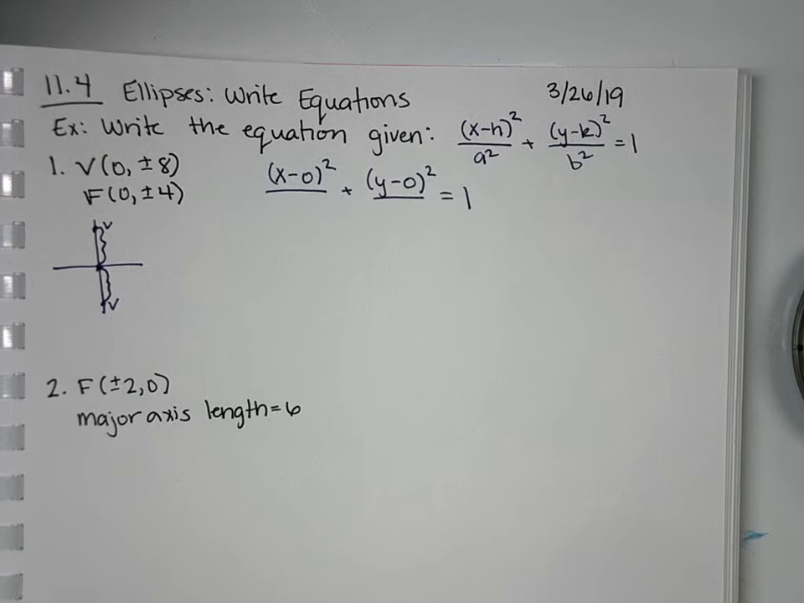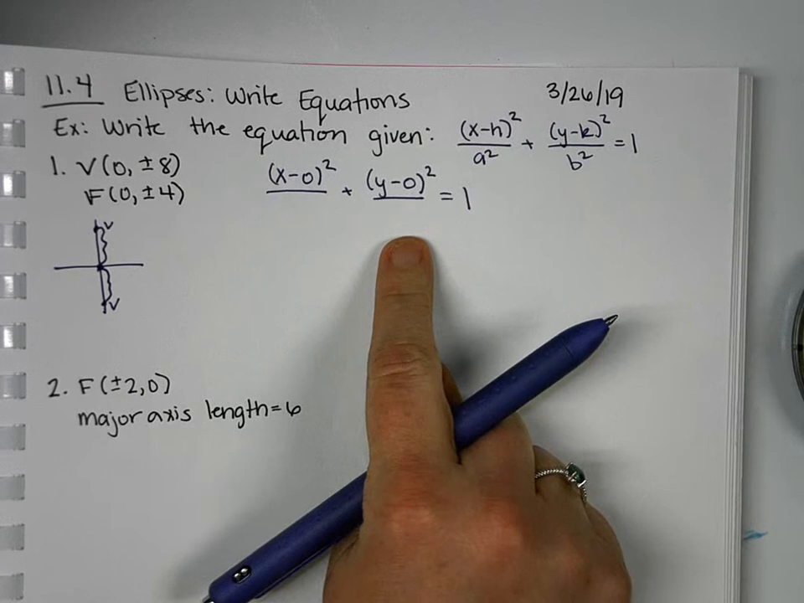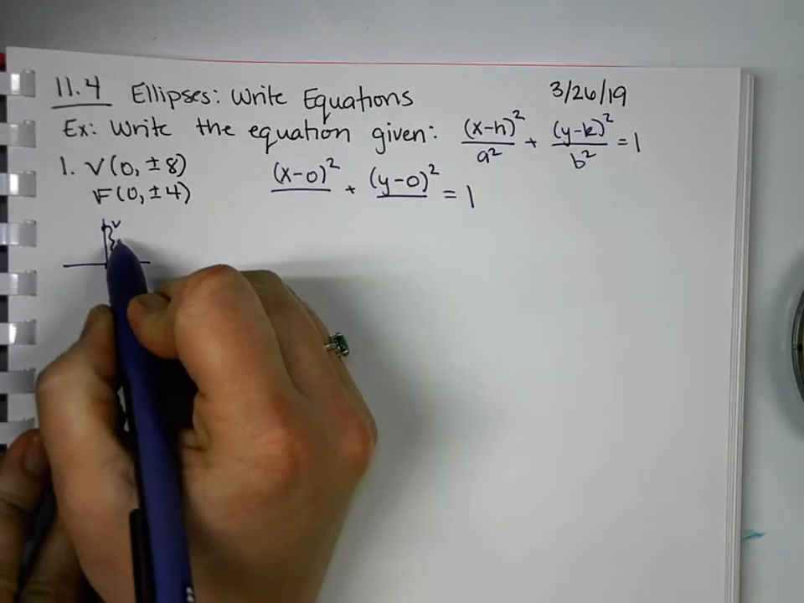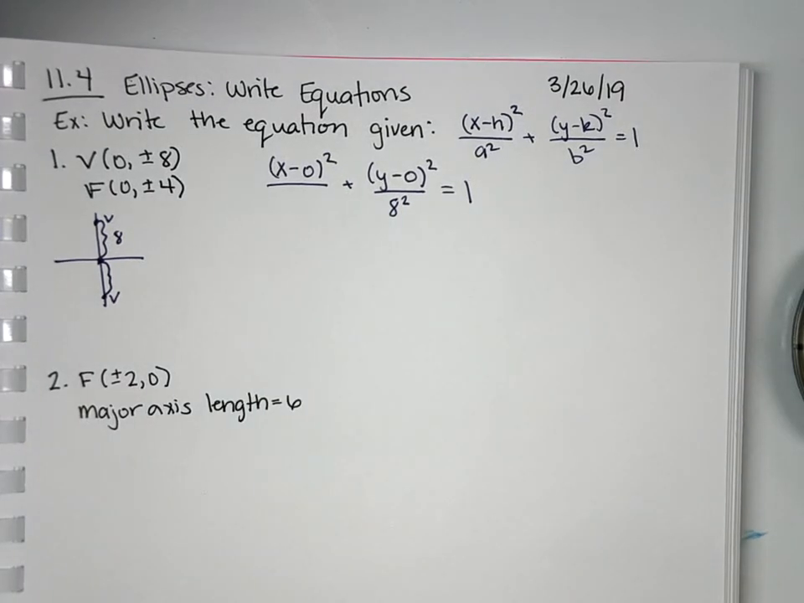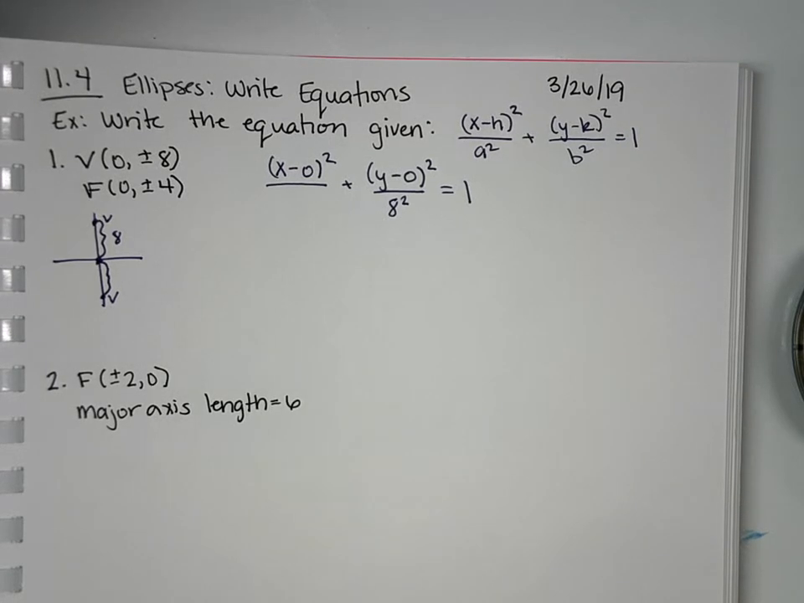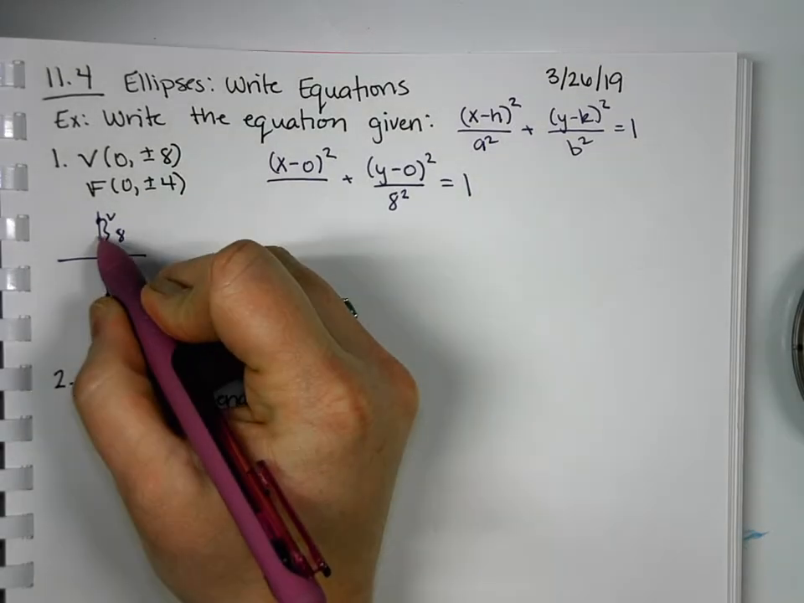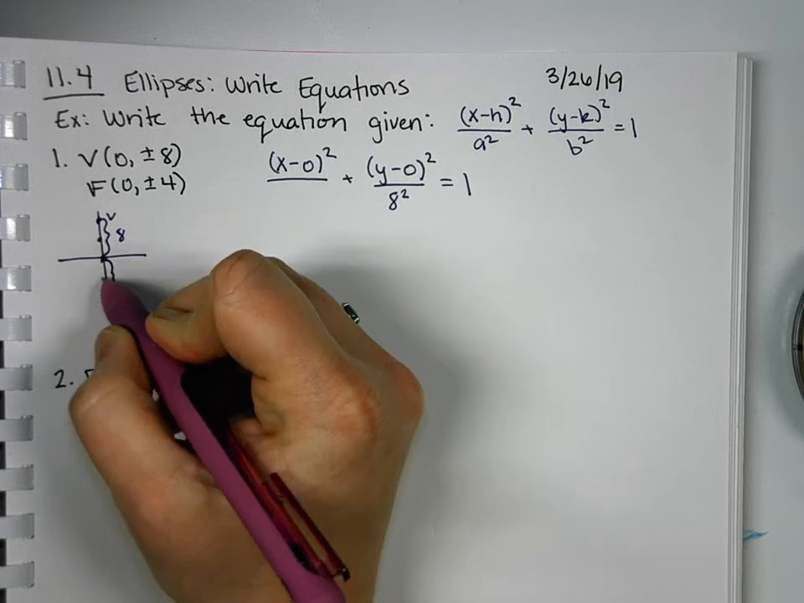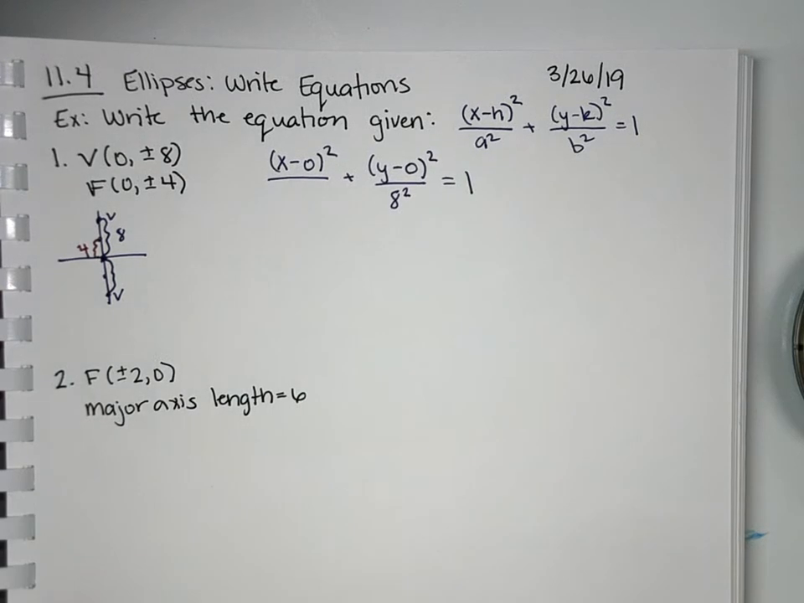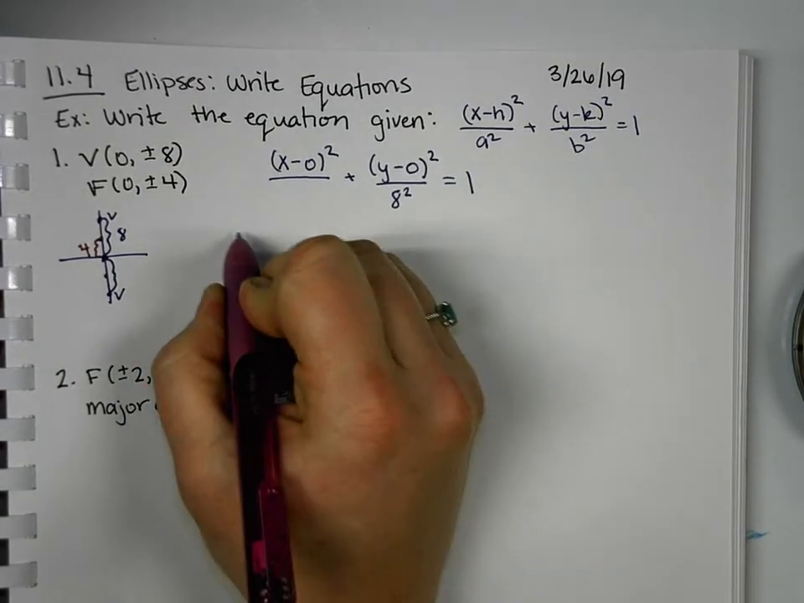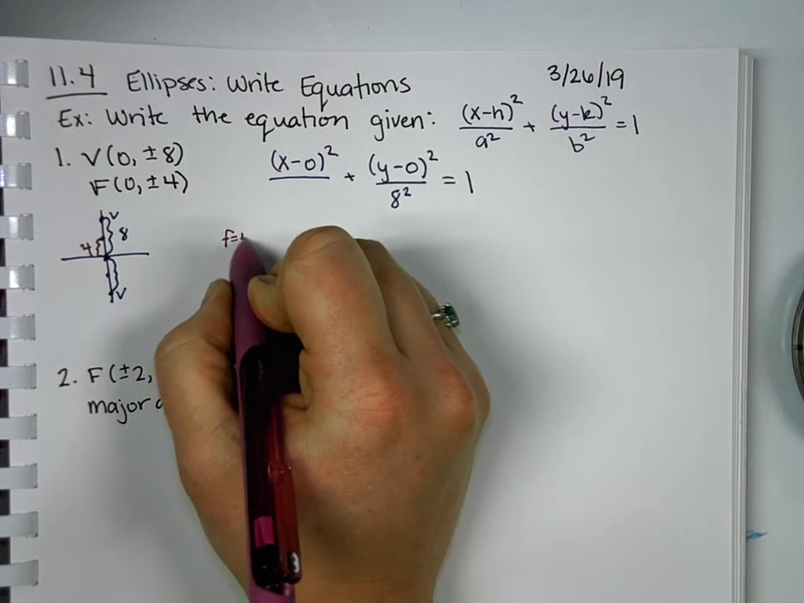Because it's vertical, I know that it's going to be my b, because it's in the y direction, so it has to go under my y, which is b. So this distance is 8. So 8 squared is going to be what goes in my denominator under y. Now the last piece, how to find a, is what we'll spend the rest of our time on here. I know my foci are 0, 4, and 0, negative 4. So this distance here is 4. Well, that's our focal length. So I know that f is equal to 4.